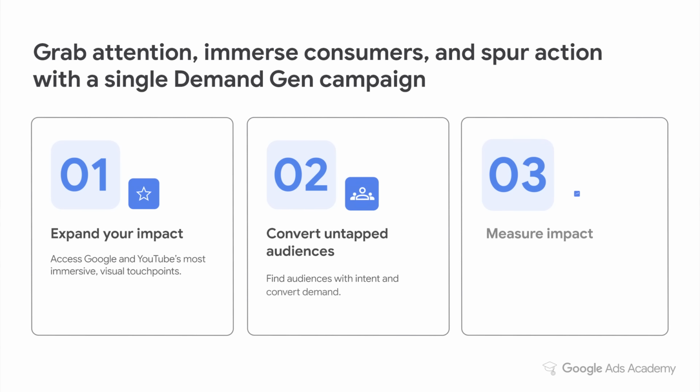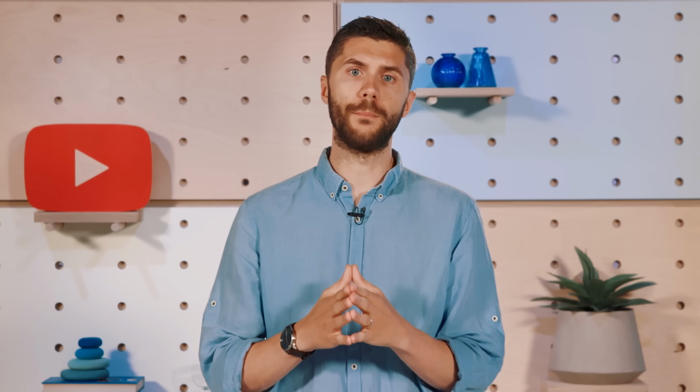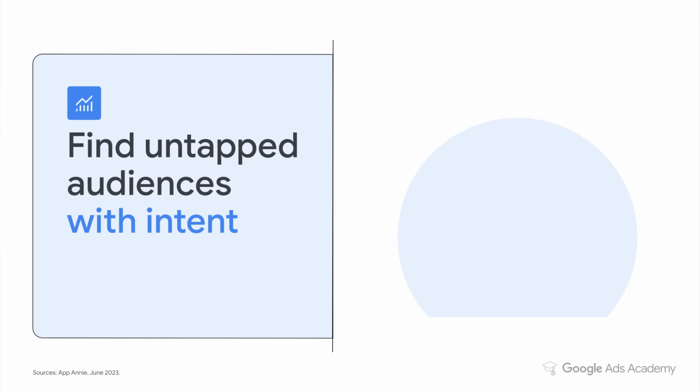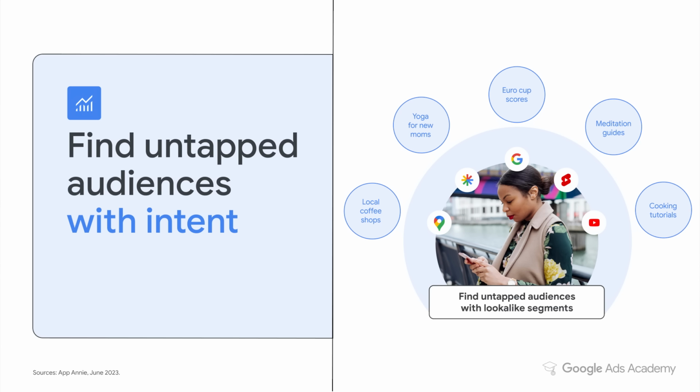The second key point I want to cover is on audiences. With Demand Gen, an AI-powered campaign type, this helps you find audiences with intent and convert demand. A great benefit is to access our audience segments. They're generated from signals across properties ranging from searching on Google Maps for a local coffee shop to watching tutorials on YouTube and checking in on the latest football scores. These are users expressing interest and intent, powering our audience solutions to meet your goals.